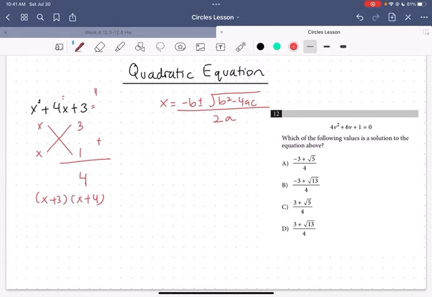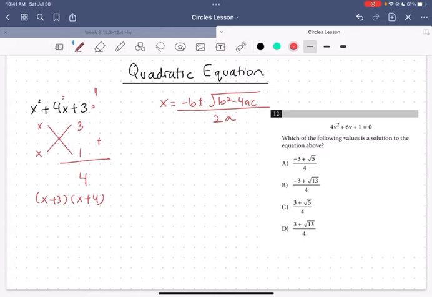However, for an example equation like this one, 4v squared plus 6v plus 1, it's a little bit more difficult because these are not numbers that are convenient for you to use. So you would use this quadratic equation instead. I can't really tell you why or how this works, but just that it does work.